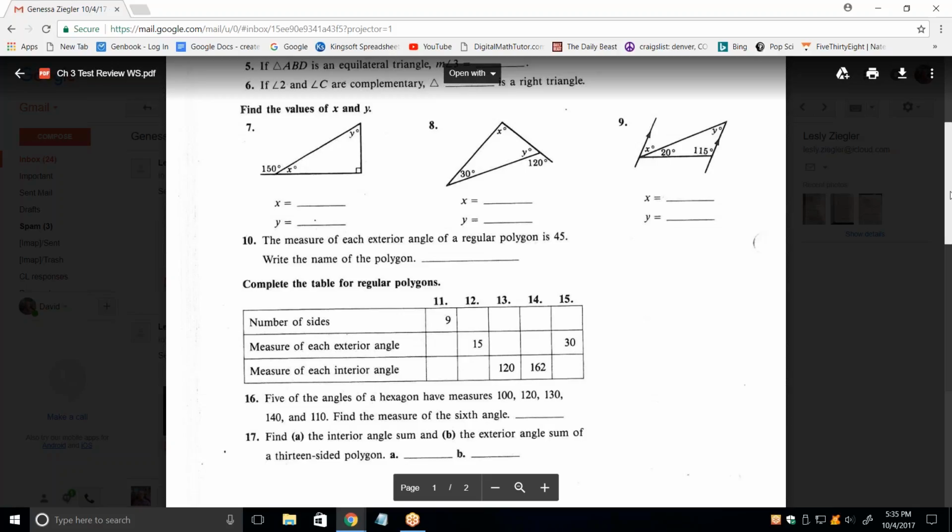Number 8. Which one do you have to solve for first? Y. Okay, that's correct. We have no way of solving for x. But once we solve for y, then we'll have two angles in that triangle and we'll be able to solve for x. So what's y? 60. Which makes x what? 90. Correct.